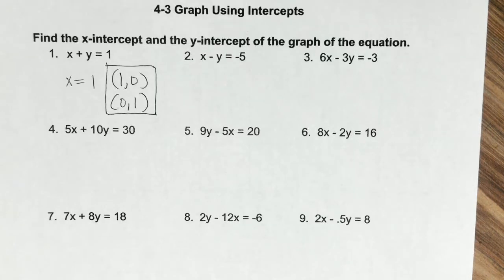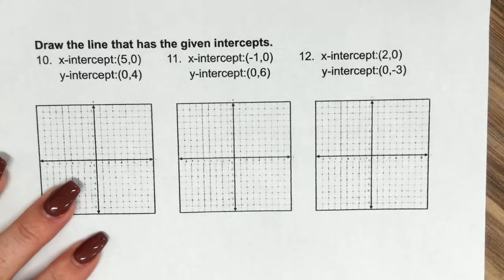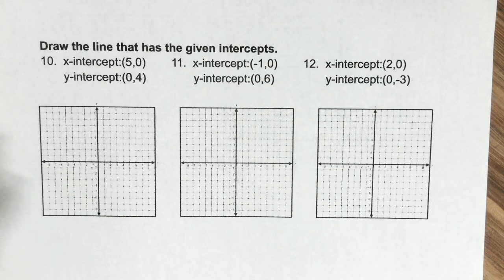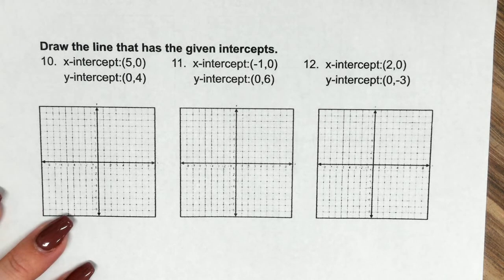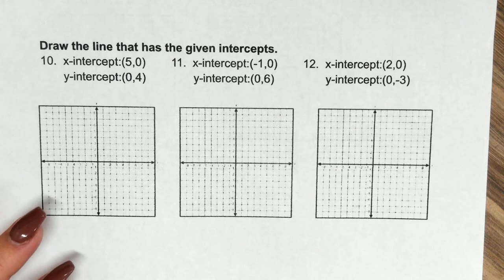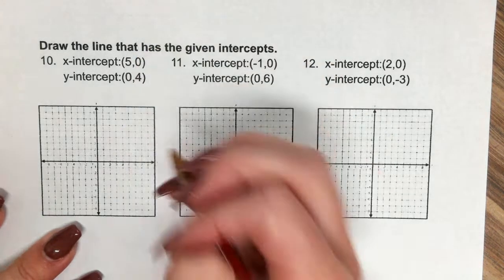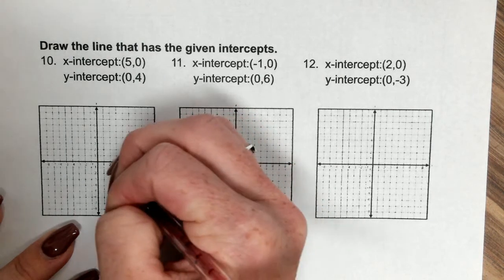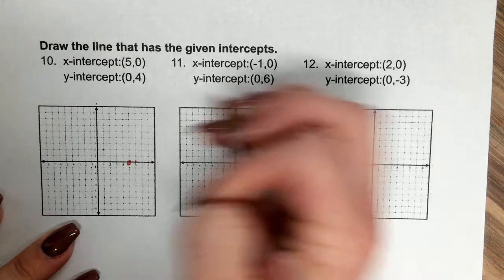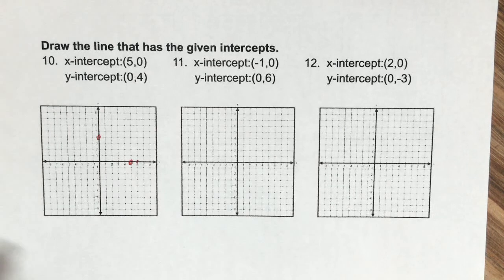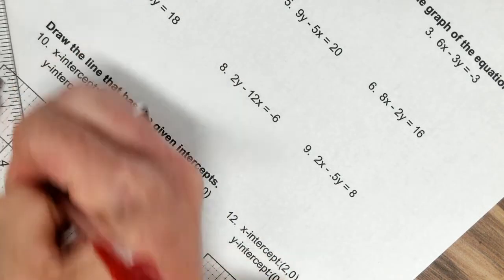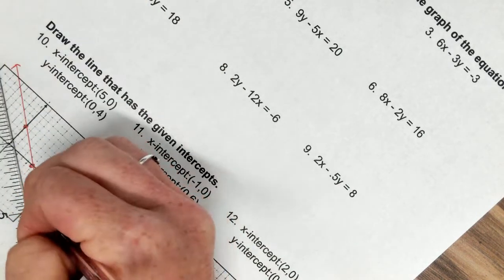Okay, that's how you're going to do 1 through 9. Go down to the bottom. These are the easiest ones. They literally give you the intercepts and you go graph them. So number 10, you have to draw the line through it or it's wrong. Here's (5, 0) and (0, 4). And I take my straight edge. I'm not going to draw some jankety lines. Take my straight edge. Draw a line through them.